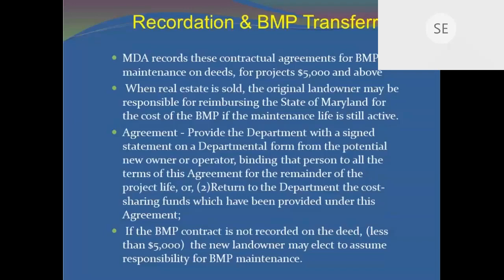Normally before someone goes to settlement on a property, the attorney or the titling company may call us up and say, the lien references an agreement, what is in that agreement? We normally send them a copy so that they know ahead of time what it is that the new owner is inheriting. If the BMP contract is not recorded on the deed, meaning that it's less than $5,000, the new owner may elect to assume the responsibility of the BMP maintenance, but he doesn't technically have to. So in that situation, if the new owner does not take the practice over by contract, then we could try to seek payment from the original owner.